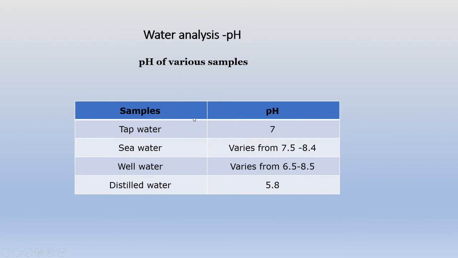So I am concluding the results in a tabular column. Tap water pH is 7, seawater the value ranges from 7.5 to 8.4, well water ranges from 6.5 to 8.5, and distilled water 5.8.